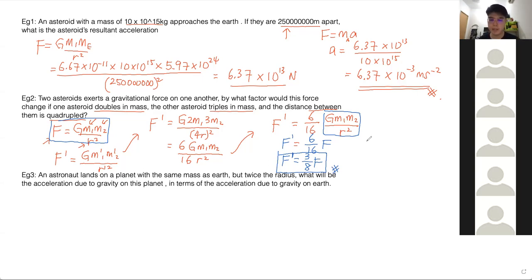Okay, then you can calculate. If the original F is, how much the force? Okay, 2 times 10 to the power of 7, let's say. Then you can calculate what is the new F. It's 3/8 of it. Then it would be 7,500,000. Okay, this is just an example. Your answer is this one.